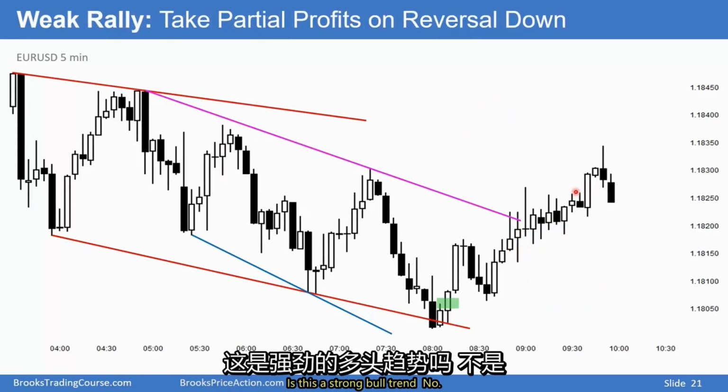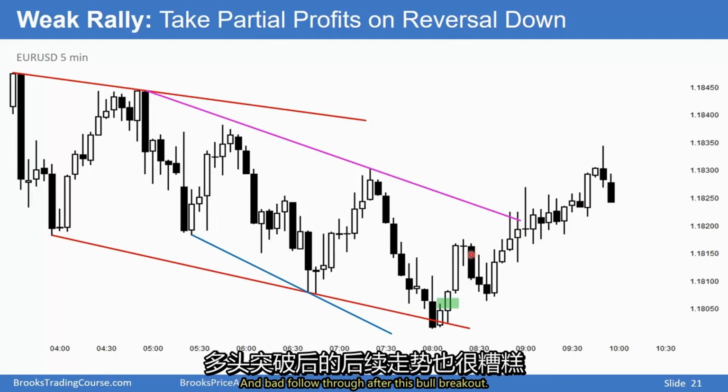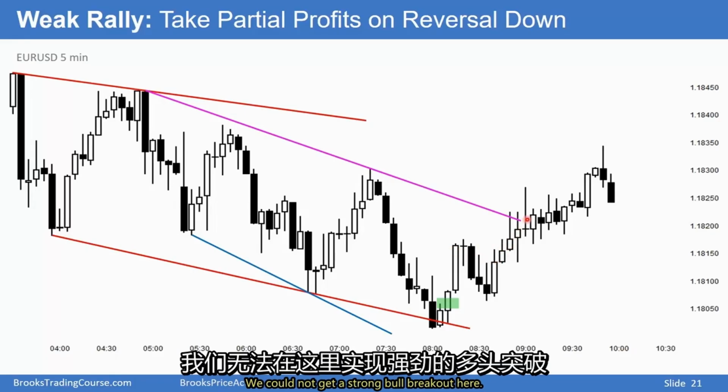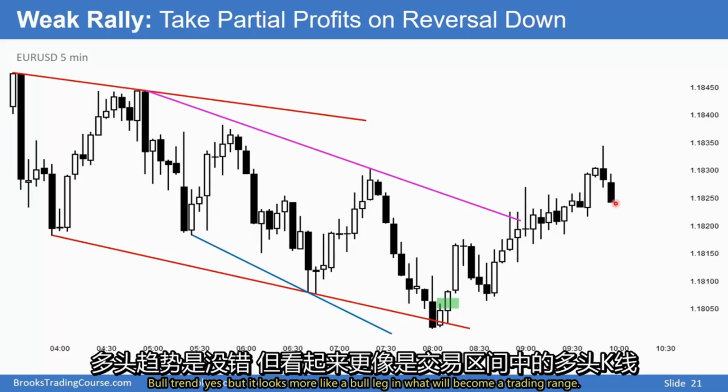Is this a strong bull trend? No. Look at all the bars with very prominent tails and small bodies, and bad follow through after this bull breakout. We could not get a strong bull breakout here. We have a decent bull breakout here, but a reversal down here. Bull trend, yes, but it looks more like a bull leg in what will become a trading range.